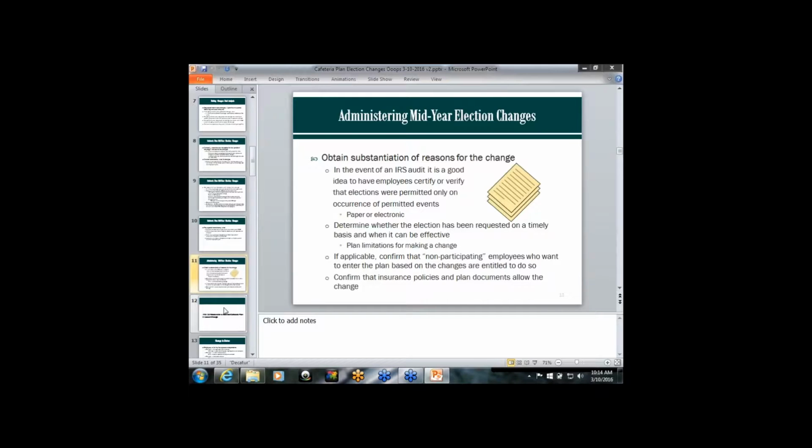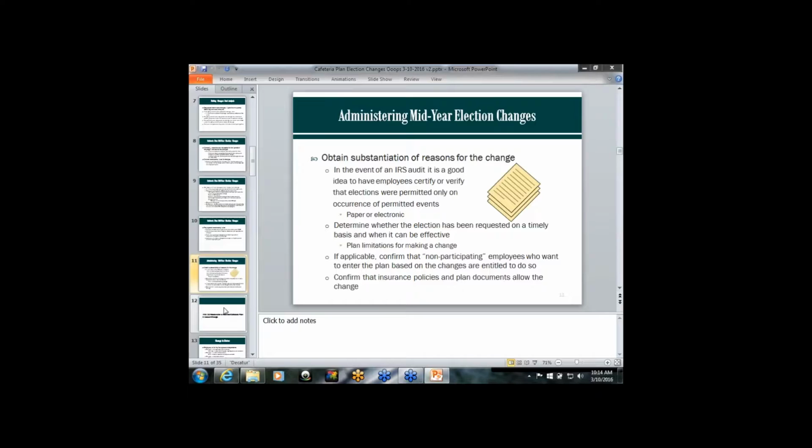So now let's talk about administering the mid-year election changes. If you have a checklist, you want to make sure that you go ahead and go over that checklist before you start making a change. You want to ensure that all applicable elements are satisfied, again, before permitting it. So you want to look at things like, does the request fall within one of the permitted election changes? Remember, just not liking the benefit anymore isn't one of those reasons. Does it satisfy a consistency requirement?